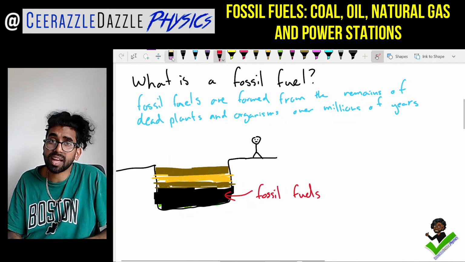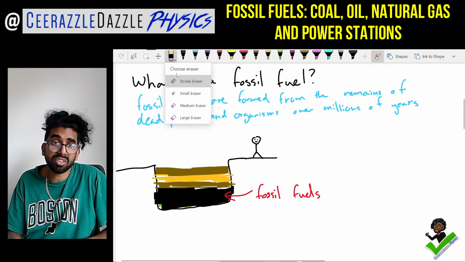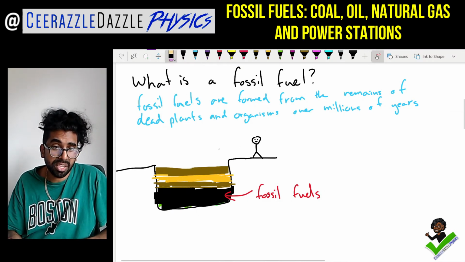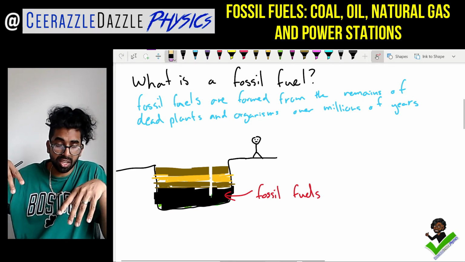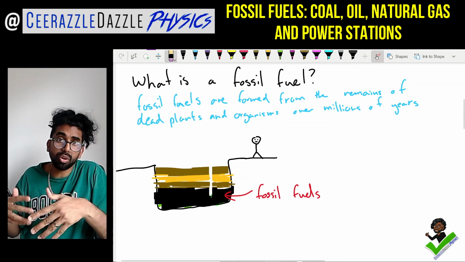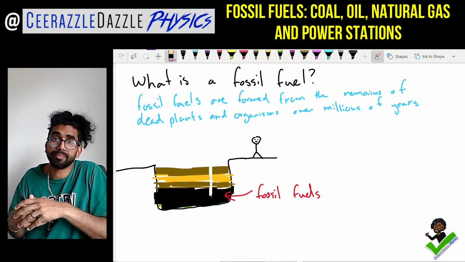Then you might be wondering, how on earth do we extract them? It's very simple. You extract them by drilling down into the ground and then extracting them from there. That's the reason why people drill into the ground to take out the oil, the coal and the natural gas.